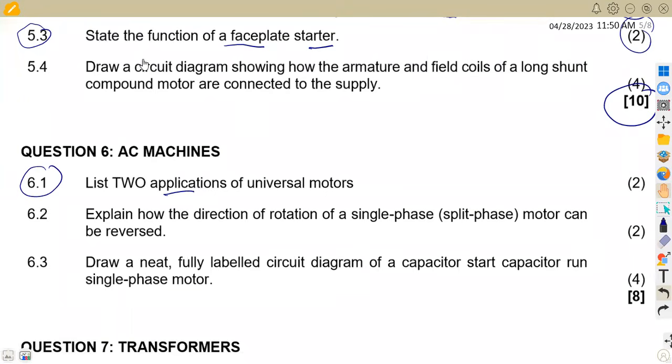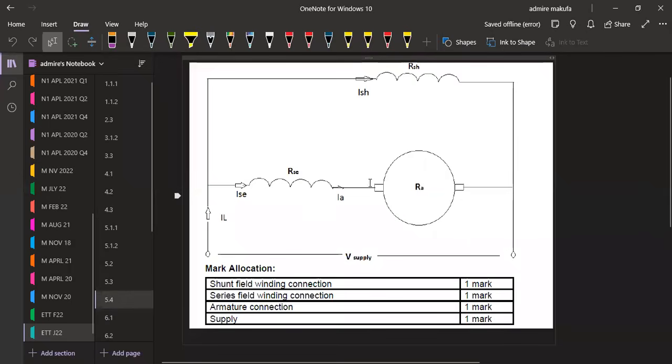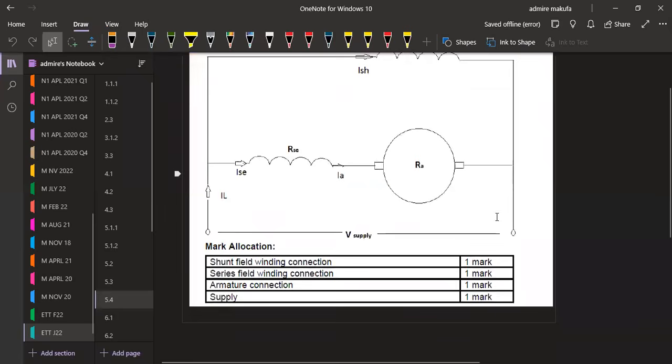The reason is because of this 5.4 that I skipped here. On this 5.4, you're asked to draw a circuit diagram showing how the armature and field coils of a long shunt compound motor are connected to the supply. So this was the part that I actually skipped. So this is the diagram that we are going to have. Let me show this part of the screen. All right, so this is what we have on our drawing.